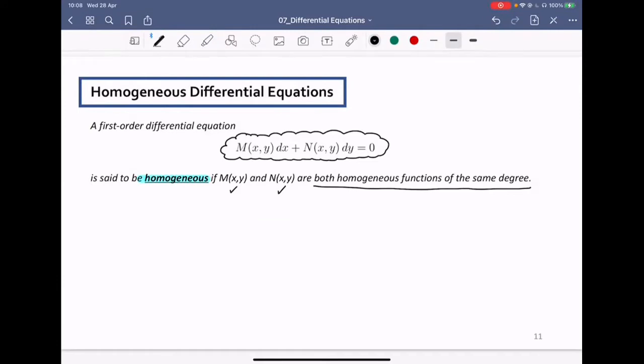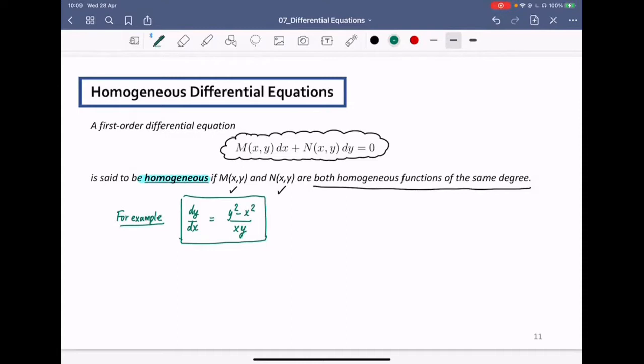Does it make sense? For example, let's say I have the differential equation dy/dx equal to (y squared minus x squared) over xy. You can see that this is a differential equation, right? Because this is an equation including x, y, and its derivative.